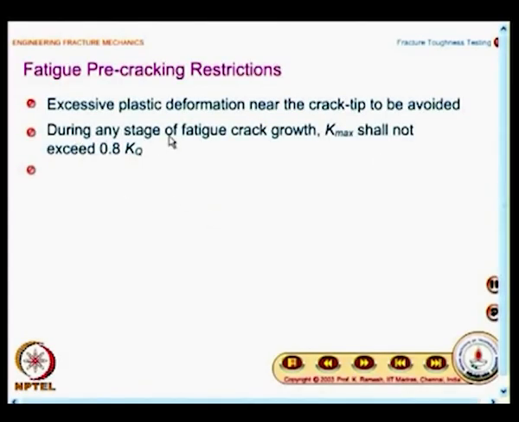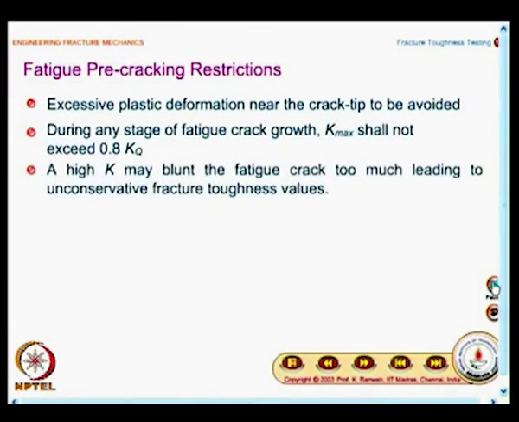During any stage of fatigue crack growth, K max shall not exceed 0.8 times Kq. You have already seen Kq is the candidate fracture toughness. The reason is a high value of K may blunt the fatigue crack too much, leading to unconservative fracture toughness values.